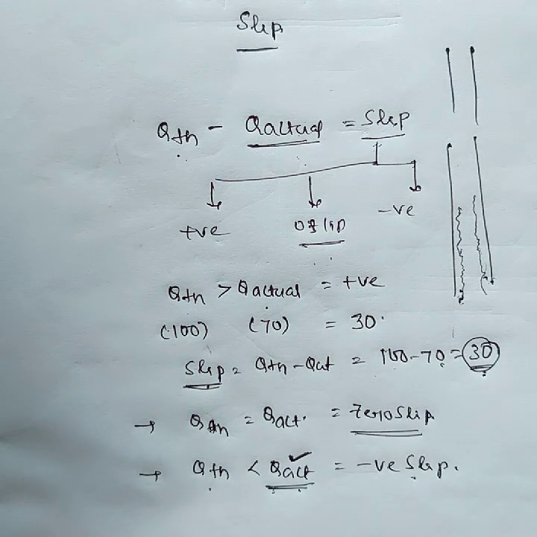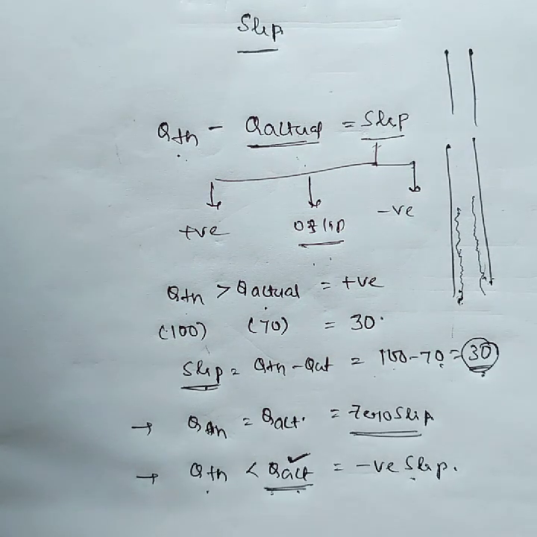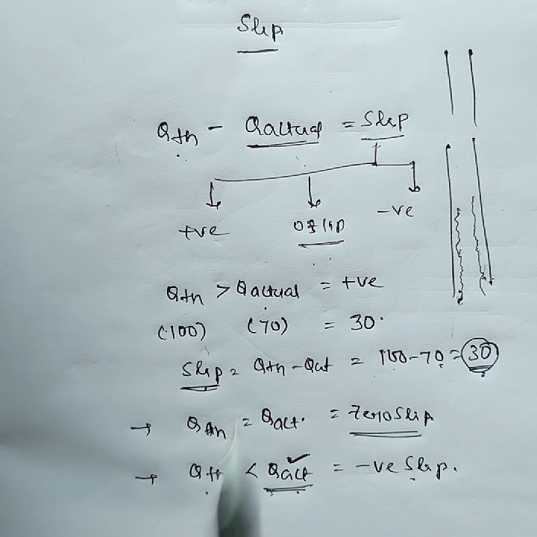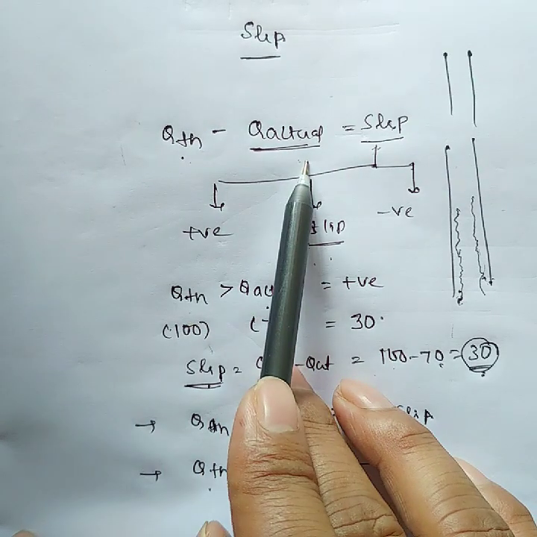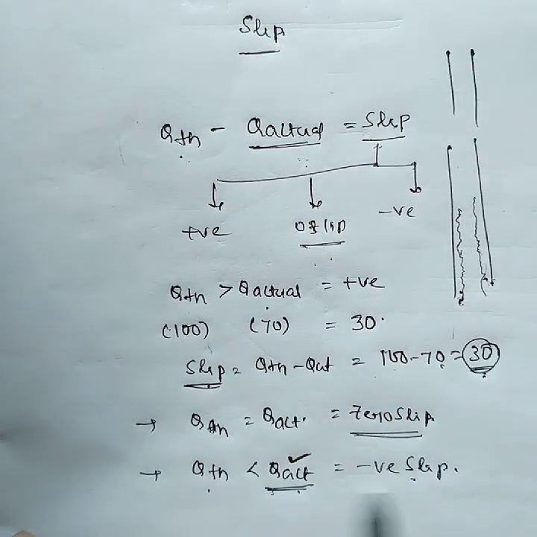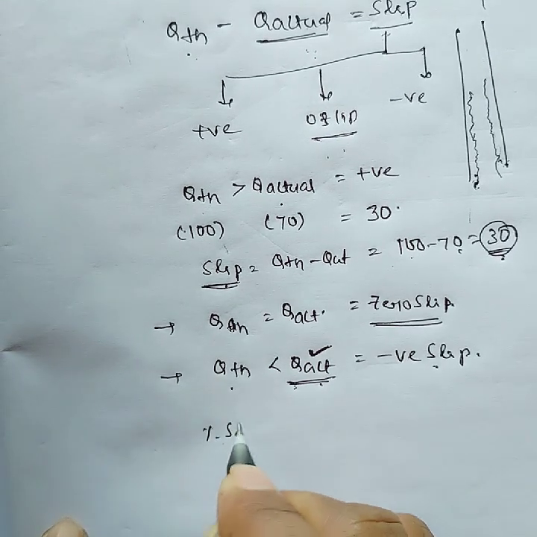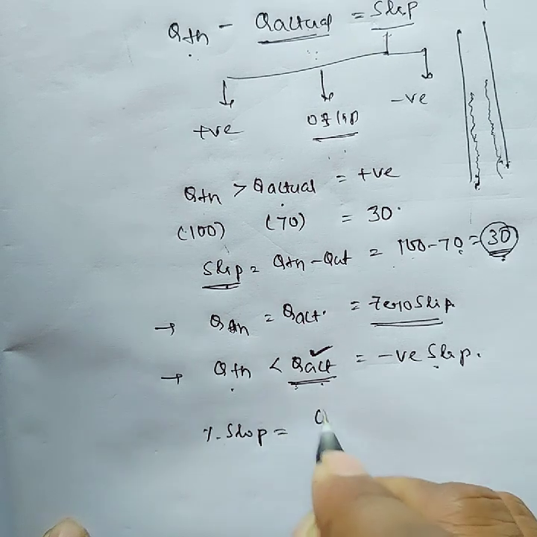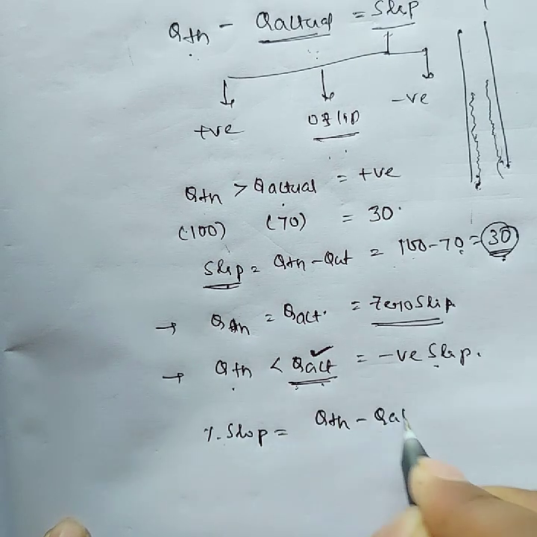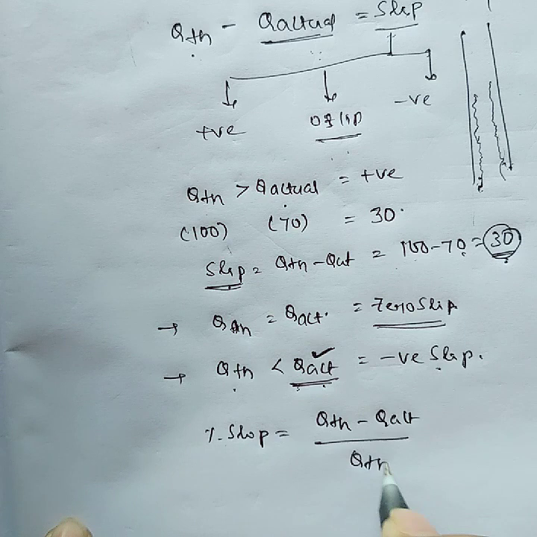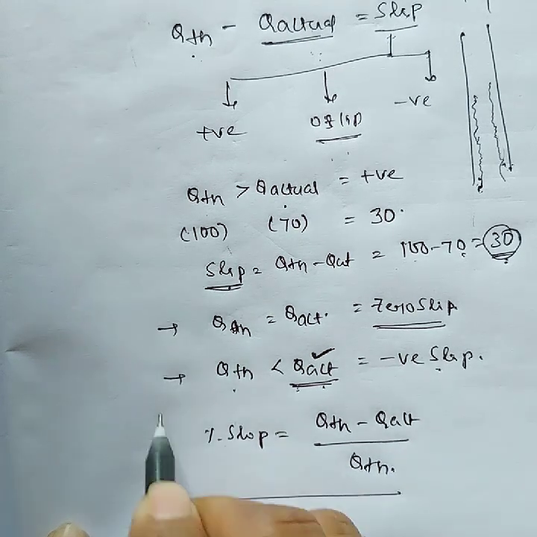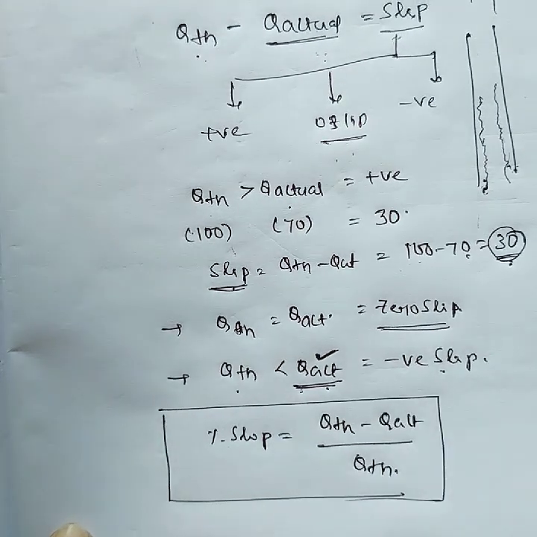Finally, slip is the difference in discharges, comparing the theoretical and the actual. This is based only on discharges. If you want to find the percentage of slip, it equals Q theoretical minus Q actual, divided by Q theoretical.